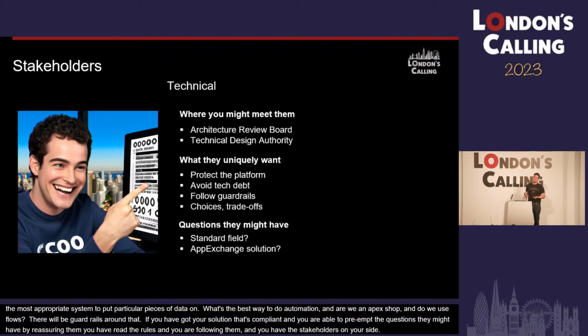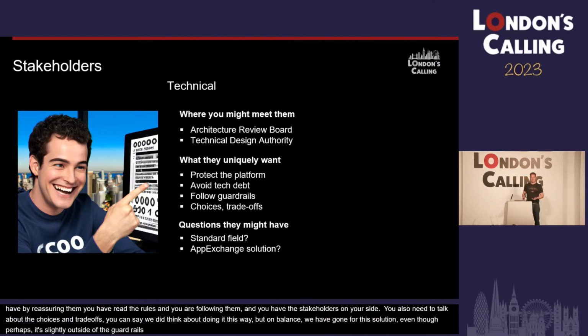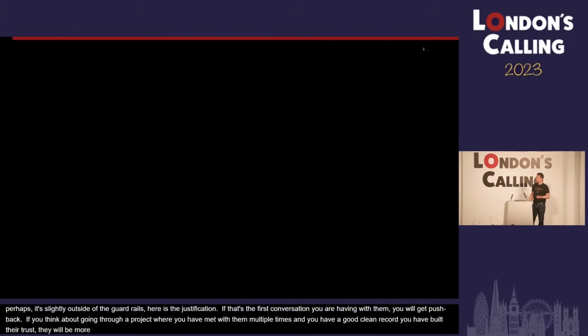You also need to talk really about the choices and the trade-offs, right? So you can say, we did think about doing it this way, but on balance, we've gone for this solution, even though perhaps it's slightly outside of the guardrails. Here's the justification, yeah? And if that's the first conversation you're having with them, you're probably going to get a lot of pushback. But if you think about going through a project where you've met with them multiple times and you've got a good, clean record, you've built their trust, they're going to be a little bit more lenient with you when you need to step outside of the lines.